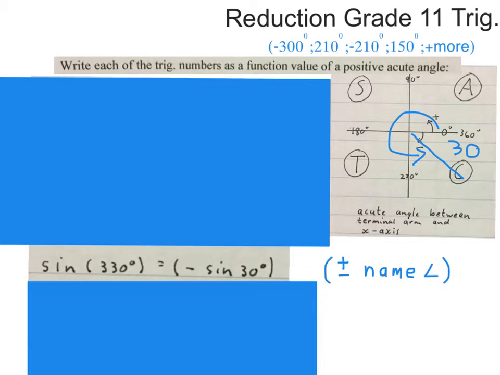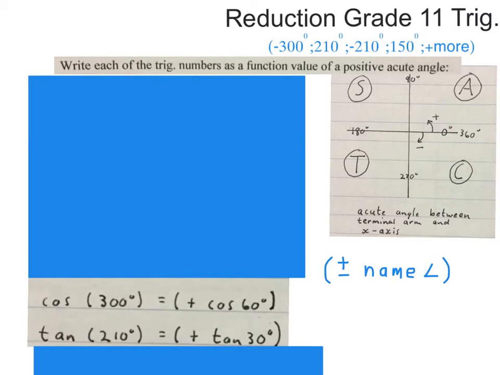The next one, the question said sine 330. It's positive over here, so I go right around here for 330 degrees. My acute angle between the terminal arm and the x-axis will be 30 degrees. Use my calculator, 360 minus 330. And then I write down the sign again that I had, sin. Put my 30 degrees. I have to check if it's positive or negative. I'm in the C quadrant, so sin is negative here. So I put a negative sin 30.